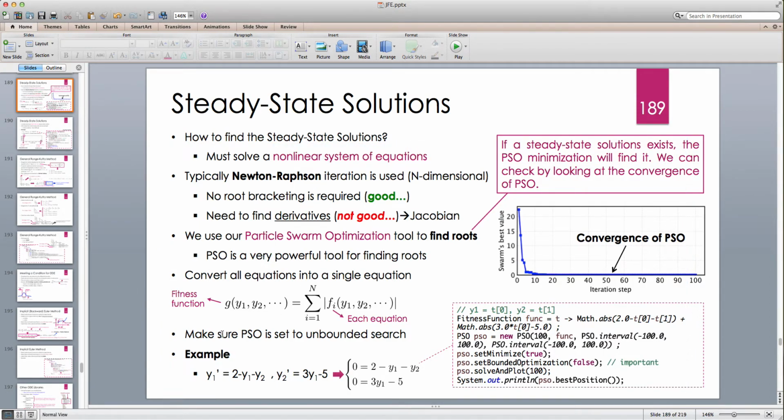So when we do this, we have to do the minimization. PSO must be set to minimization. But the other thing is that we actually don't know where these solutions happen. If you recall, PSO requires an initial guess for each one of the variables. We had implemented two types of optimization. One is bounded optimization. We set the initial interval for each variable, and then the PSO guarantees that the result at the end should be inside that interval.